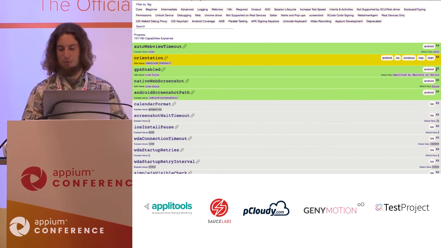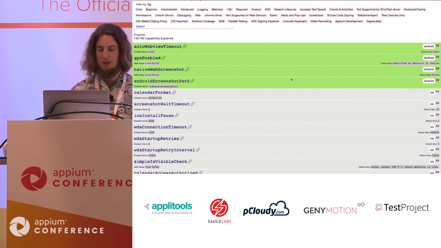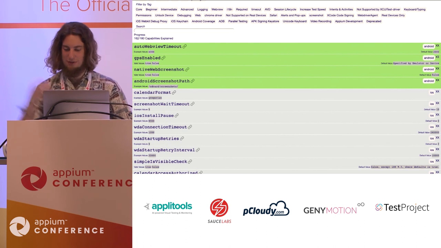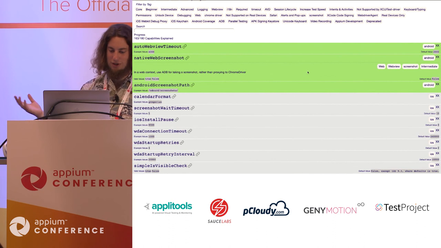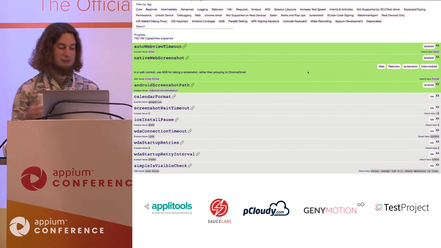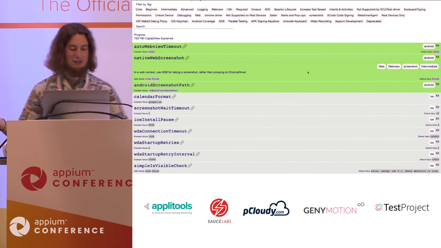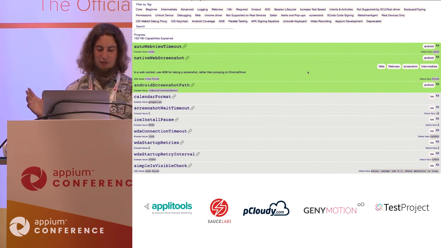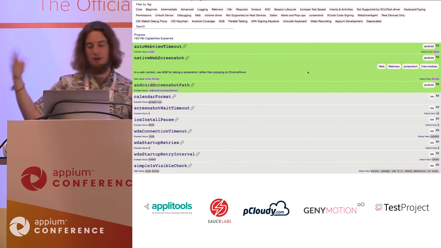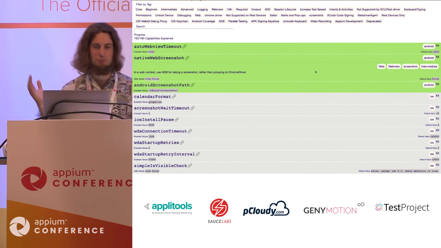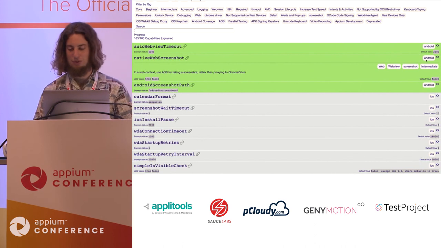Orientation, yep, landscape or portrait, that would be for starting out. GPS enabled, you can set true or false. Native web screenshot, we talked about that for iOS, this is it for Android. If you're in web context and this is set to true, it uses ADB to get the screenshot. Otherwise, it uses Chromedriver to get the screenshot when you're in a web view. I guess just pick whichever one seems to work better for you.